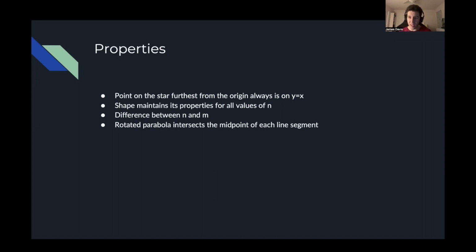So next up, in order to study this further, because as you increase n, the size of the shape is also going to increase. But what if we only wanted to increase the line segments? So we defined a value m that only represents the number of line segments, whereas n represents the size of the shape. And what we found when we increased m was that for any value of n or m, there is a rotated parabola that intersects the midpoint of each line segment every time.